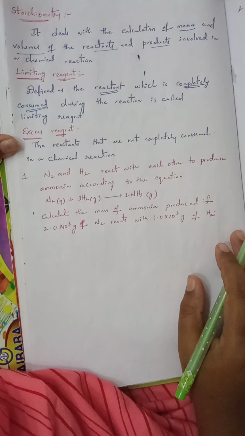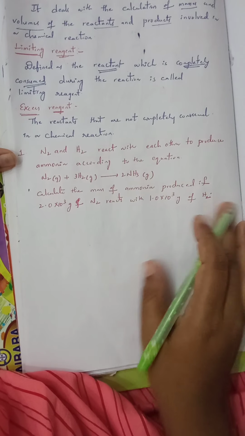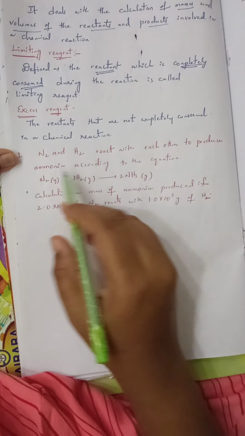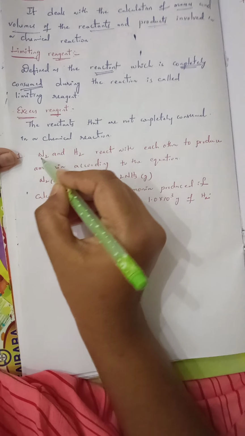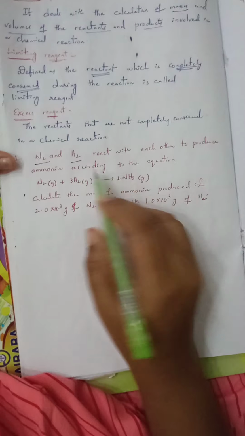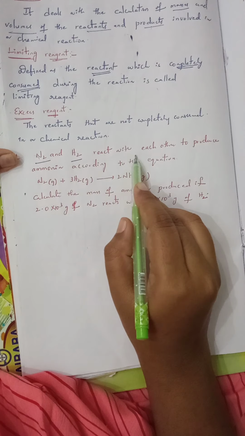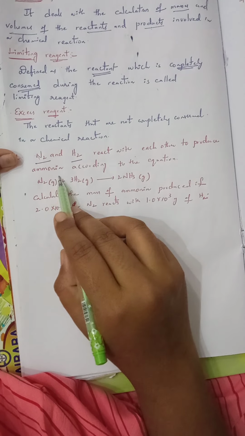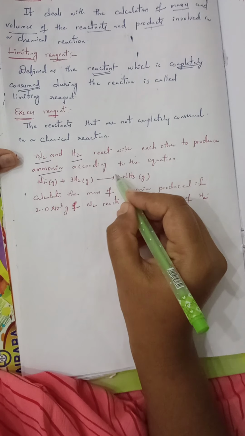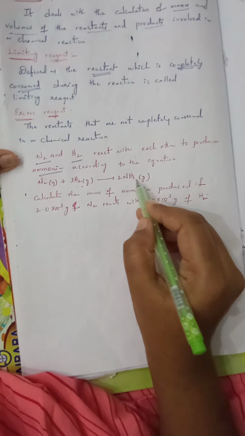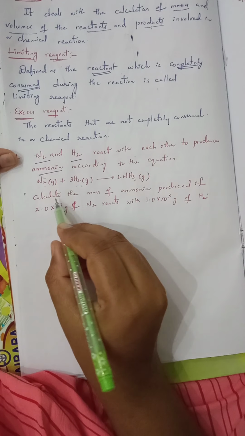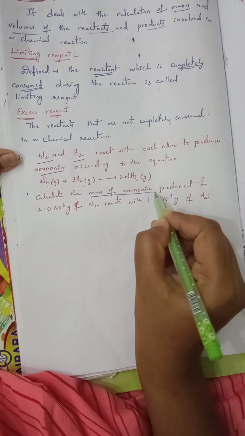Now we want to see the problems related to the limiting reagent and excess reagent. Here is a problem: N2 and H2, two gases, react with each other to produce ammonia according to the equation. N2 gas and H2 gas react together to give ammonia gas. What we want to do is calculate the mass of ammonia.